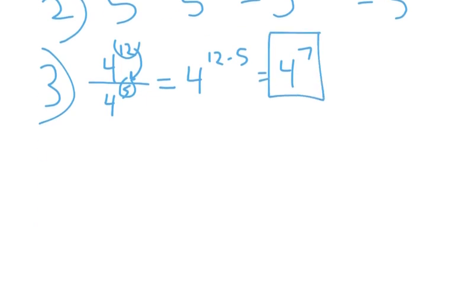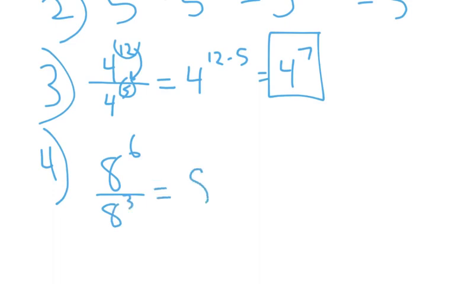And then one more example. Let's say we had 8 to the 6th over 8 to the 3rd. So that's 8 to the 6 minus 3, which is 8 to the 3rd.